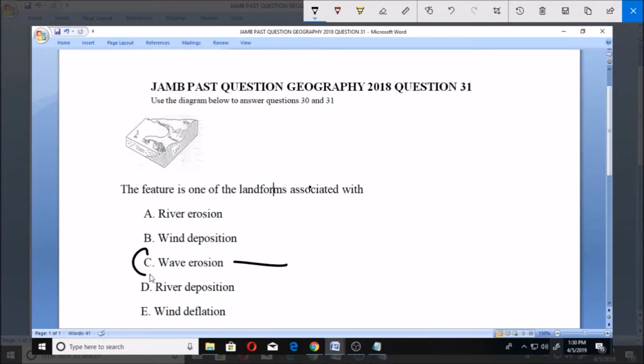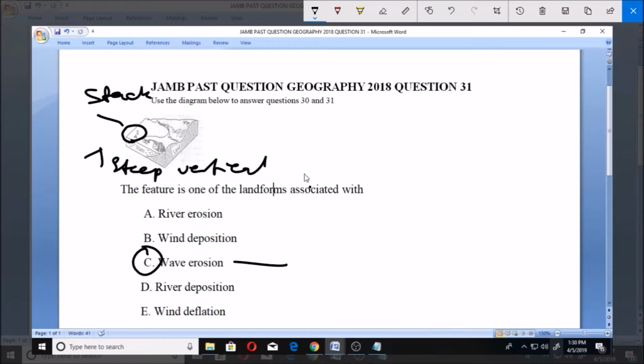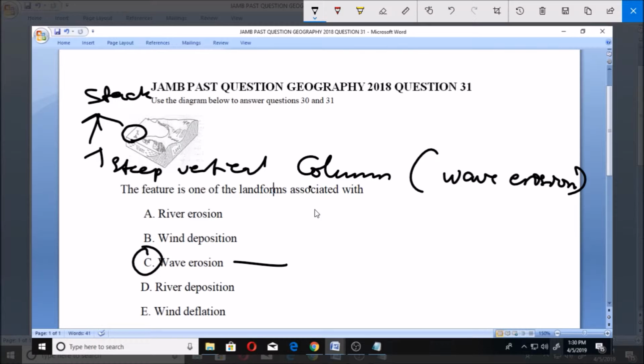So that makes option C the automatic answer, because this point X is a stack, because as you can see the shape it has, it is a steep vertical column, so that makes it a stack. And stacks are formed by what? Wave erosion. That is what forms stacks. They are formed by wave erosion, and it always happens in the sea near a coast.